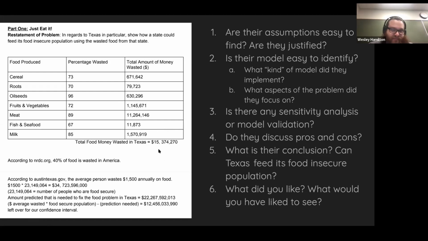how this 15 million, if the 15 million comes into play here. Is this total amount of money wasted per food overall? How does this amount relate to what they're computing here? Another question, coming back to assumptions. They say the amount predicted that is needed to fix the food problem in Texas is this number. Where is that number coming from? Is it also on austintexas.gov?